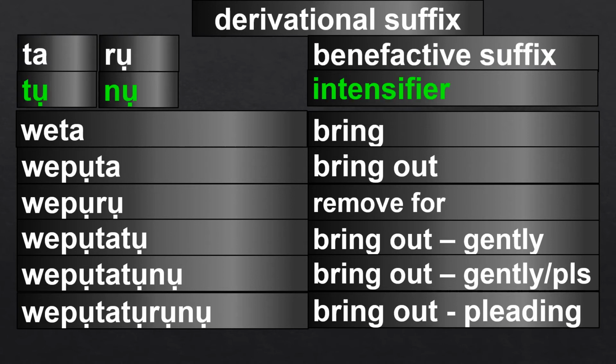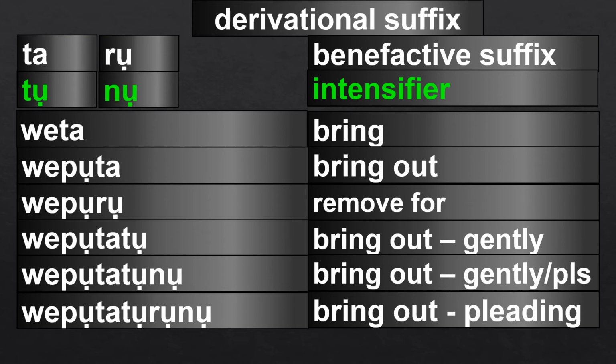Then we also have to and no, which are intensifiers. So these are suffixes that emphasize what action needs to be performed, or show urgency or show humility or politeness when asking for the action to be performed.